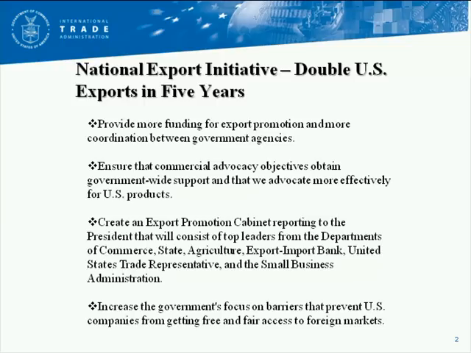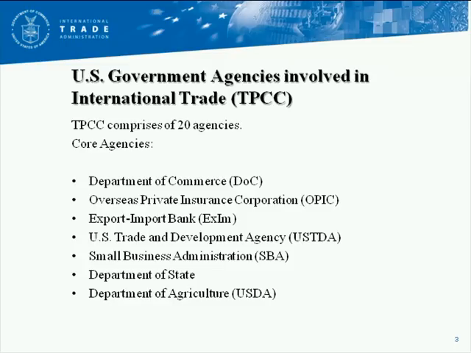Let's move on to who is working together. There is a Trade Promotion Coordinating Committee, which comprises 20 different federal agencies, known as the TPCC. Out of those 20 agencies, there are 7 core agencies, and I'll just name them. As you know, we all love acronyms in government, so that's how we know each other. Department of Commerce, popularly known as DOC, Overseas Private Investment Corporation, known as OPIC, Export-Import Bank, EXIM, U.S. Trade and Development Agency, USTDA, Small Business Administration, SBA, Department of State, and Department of Agriculture, USDA.